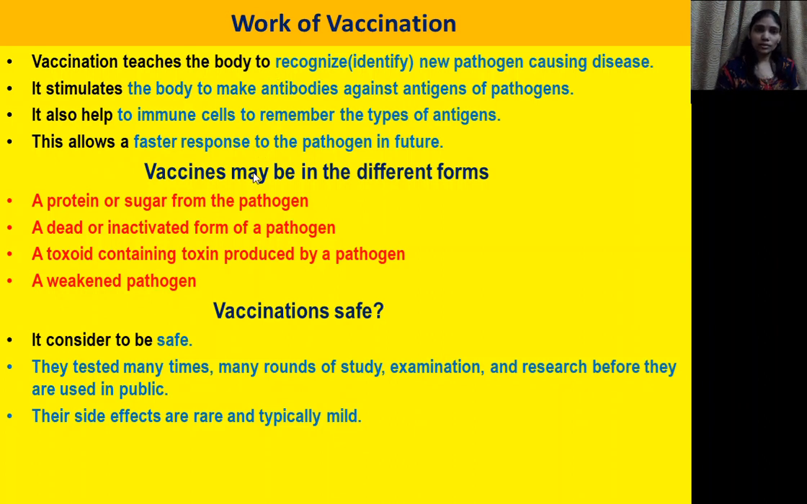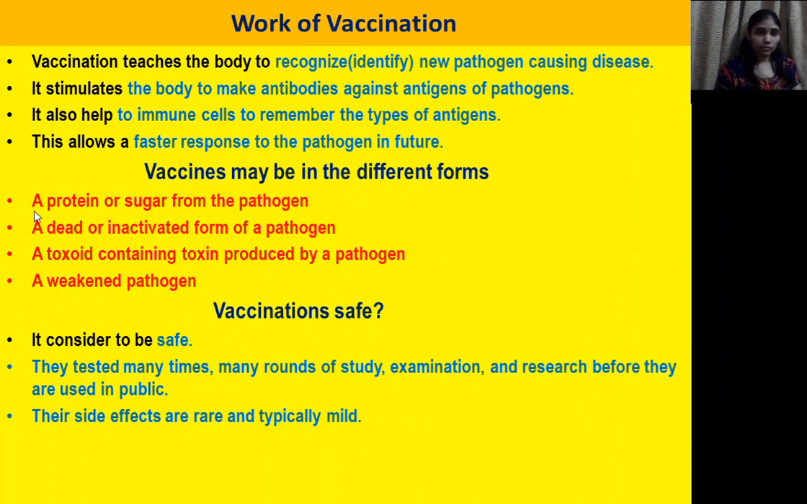These are all very important things for our body: making antibodies against that antigen, making the body remember that antigen, and then a faster response in the future. So all these things are very important for our immune system, and they are given by vaccination. Vaccines may be in different forms.